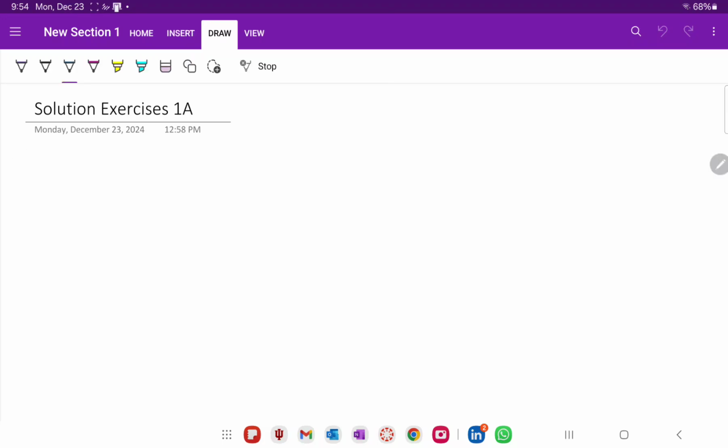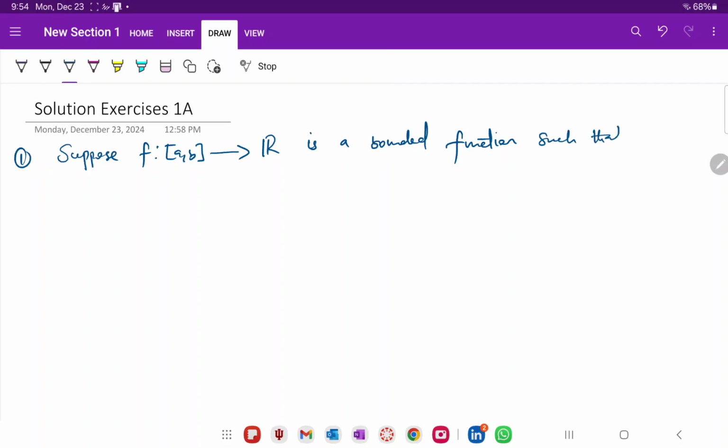So the first question. The first question in the textbook we are using: suppose f, a function f with domain [a, b] to R, is a bounded function such that the lower Riemann sum, you can check the previous video to understand all these notations, and then the upper equals to the upper Riemann sum.